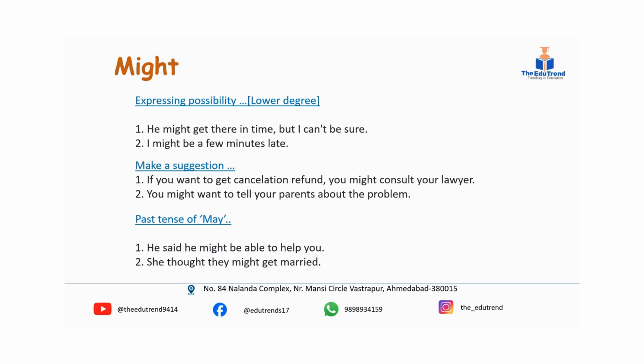Like the tenses we talked about, past tense. He said he might be able to help you. Not sure. He might be able. Past tense: she thought they might get married. They have not got married. But might. So we are talking of past tense when we talk of might. So might and may, not a very big difference, but when grammar is concerned, when scoring is a concern, follow the norms.